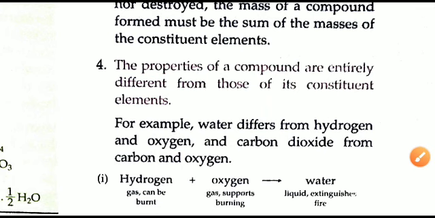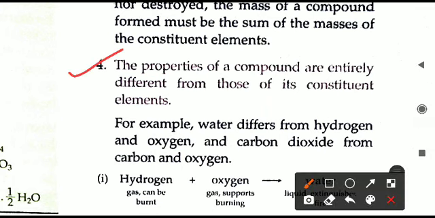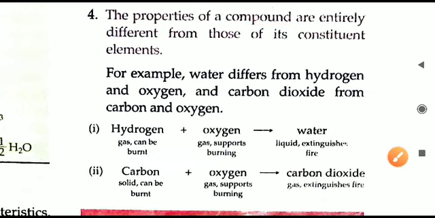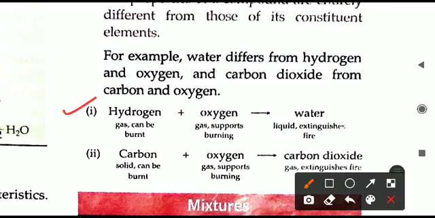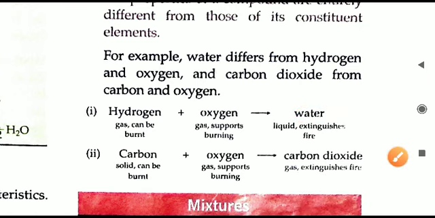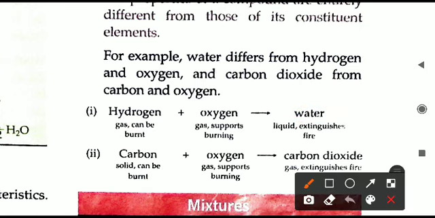The property number 4 that we will see now is that the properties of compounds are entirely different from the elements. This property will be clear with an example. First of all, we'll see this example here: hydrogen and oxygen make water. If we talk about the property of hydrogen, hydrogen is a gas which can be easily burned. In fact, it is used as a fuel in space research, in spaceships and so on.